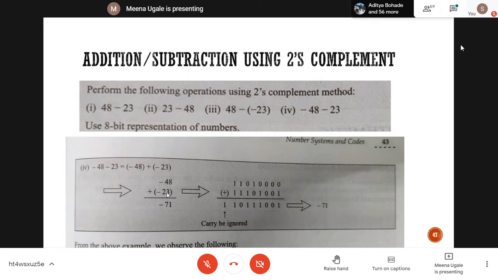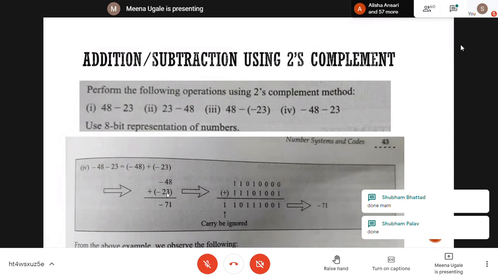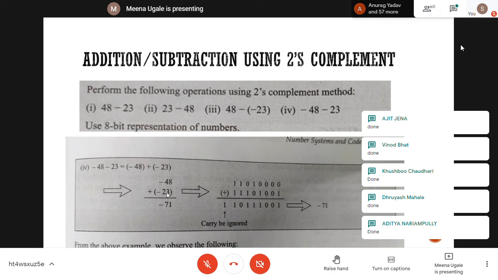Done with this part. If any doubts, please ask. If you have completed it, type in the chat box. Shubham is done. Both Shubhams done. Okay, Ajit, Johan. Very good.